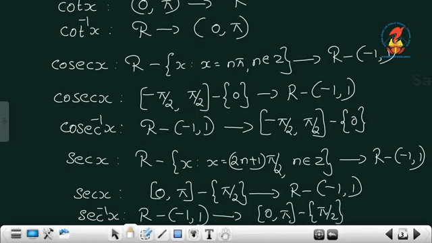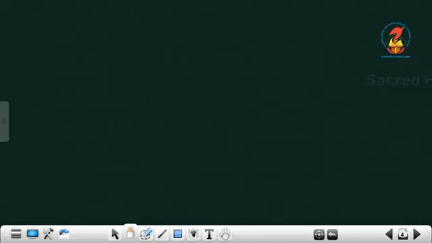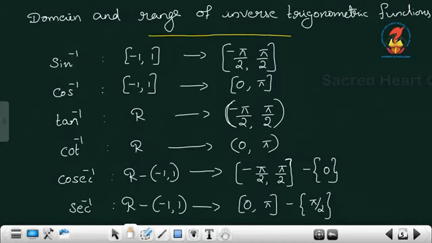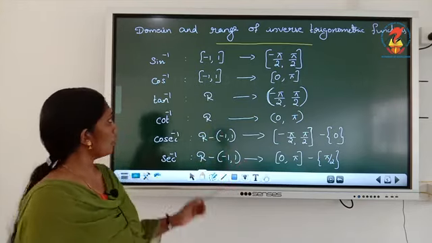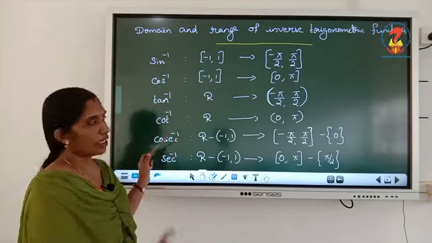Okay. So what you have to learn is this table. The domain and range of inverse trigonometric functions. First one, sine inverse. First you have to learn the domain and range. That table also you have to write in the notebook. Next you have to write this in the notebook.